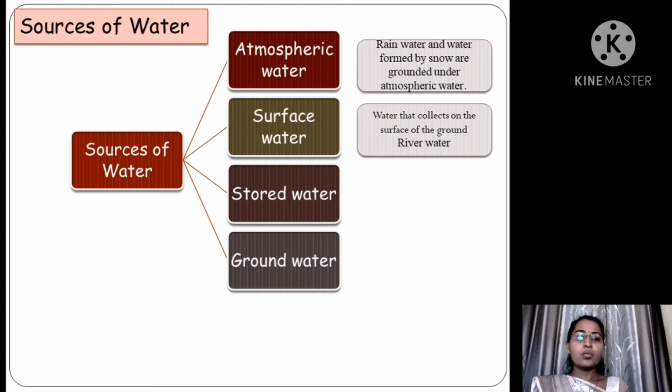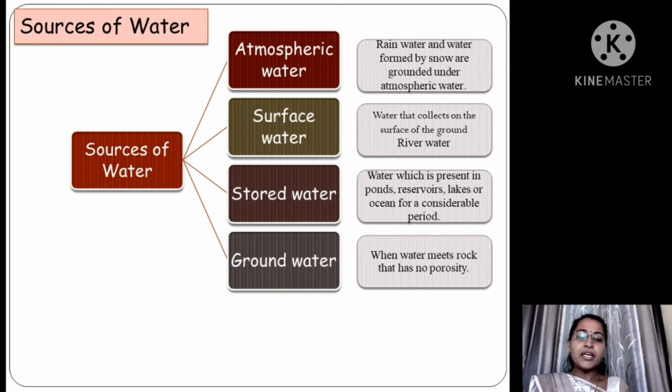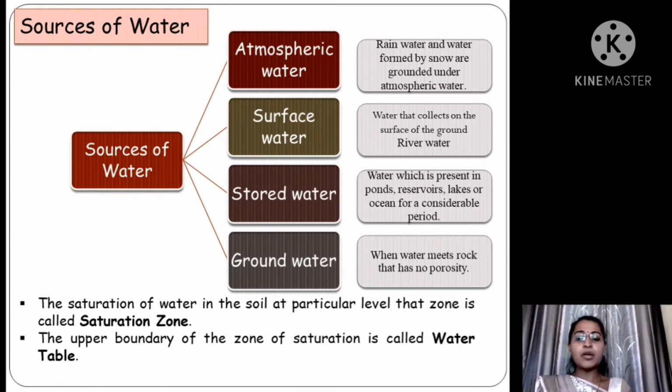See surface water. Water that collects on the surface of the ground is called surface water, for example, river water. Stored water: water which is present in ponds, reservoirs, lakes or oceans for a considerable period is called stored water. While when water meets rock that has no porosity, then that water is termed groundwater. The saturation of water in the soil at a particular level or zone, that zone is called the saturation zone, and the upper boundary of the zone of saturation is called the water table.